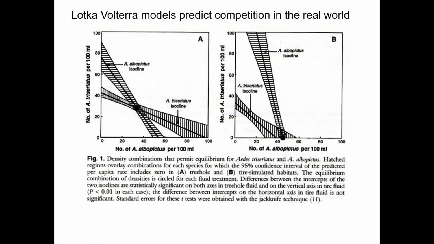In discarded tires, though, here's the isoclines. Notice that the albopictus isocline lies entirely outside the triseriatus isocline. So in this case, what happens if one isocline is completely outside the other? The one that's outside drives the one inside extinct. So albopictus can monopolize these discarded tires, and they can achieve much higher densities than if they were nesting in tree holes. So this has a couple of object lessons. Number one, don't dump trash because you may get dengue fever.